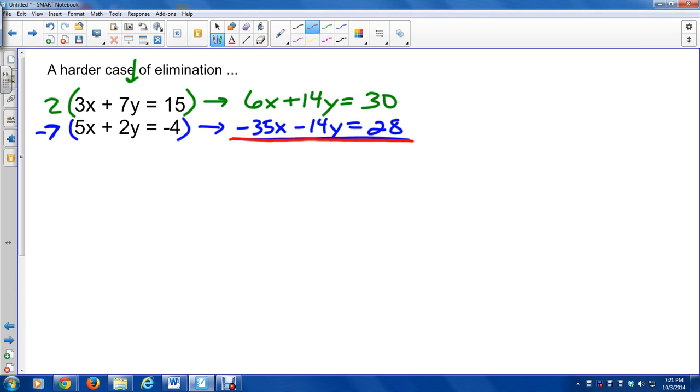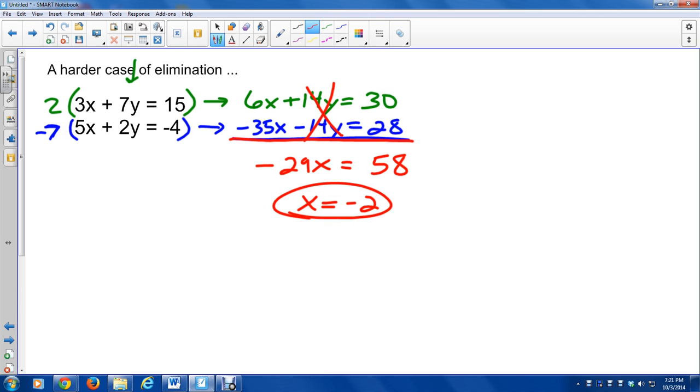Okay, 6x minus 35x gives me a negative 29x. 14y minus 14y cancel out, equals 30 plus 28, giving me 58. Stop right there. At this point, if you have two variables in your equation, you did something wrong. Okay, you were supposed to get one of them to eliminate. So double check. I'm good to go. It's a quick division at this point, giving me a negative 2 for my x value.